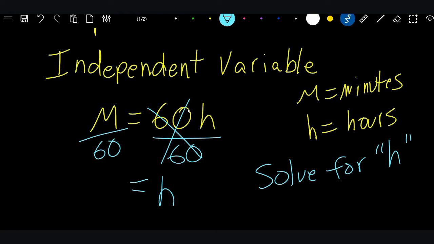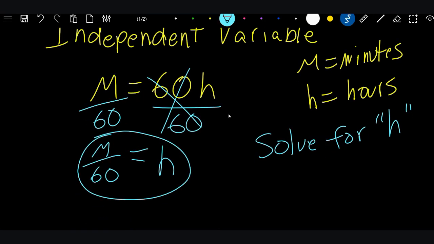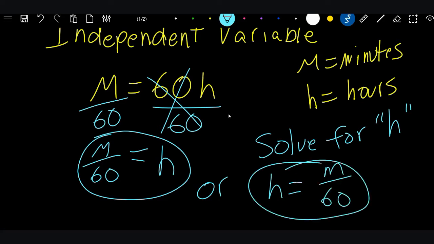It's not 2. It's not 5. It's just m over 60. And so this would be our answer. That's it. We can't solve it because there's nothing to solve. You can't divide m by 60. It doesn't work. Okay? So the answer to this one, solving for h, would be m over 60 equals h. Or you could write h equals m over 60. It's the same thing. Doesn't matter which way that you write that.